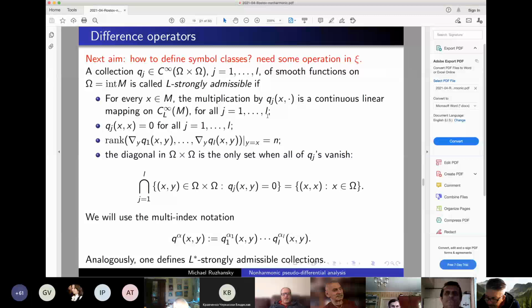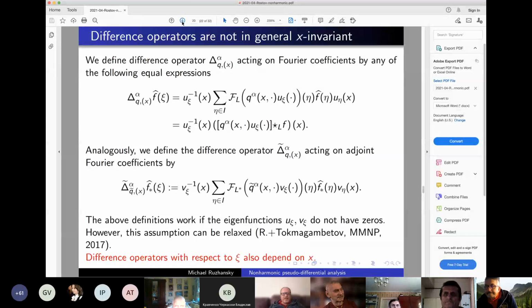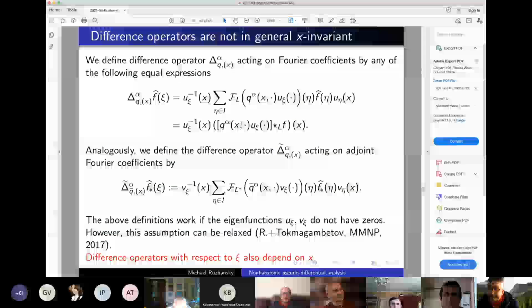So we define, so let me say, we fix some collection of functions Q, which will give us. Maybe I will skip this a bit. This may be a bit technical, but let me come to the conclusion. Basically, we can define difference operators. This is a complicated formula, but using this formula, we can define difference operators with respect to xi.